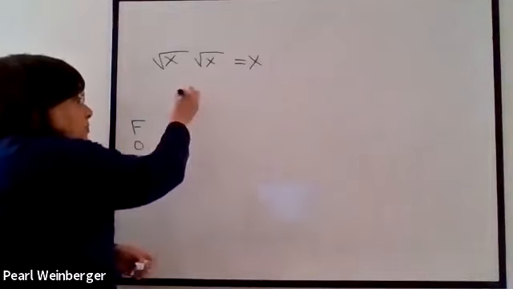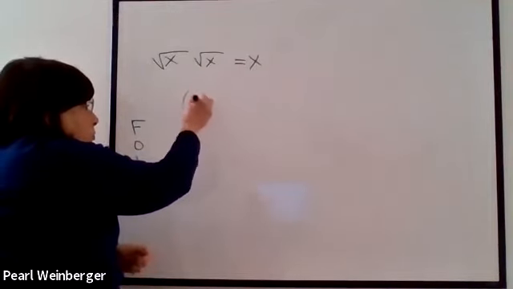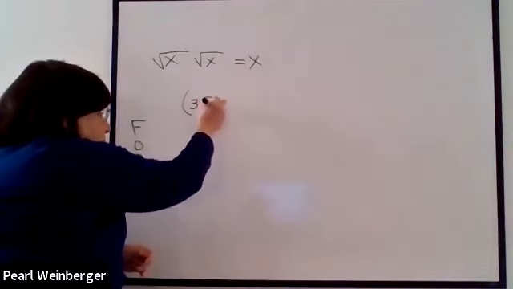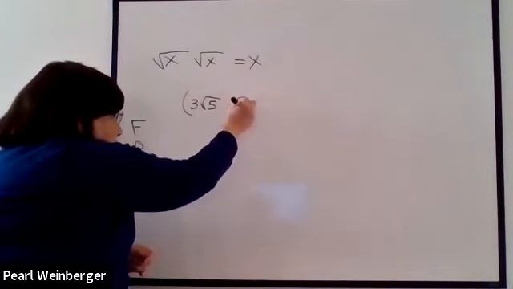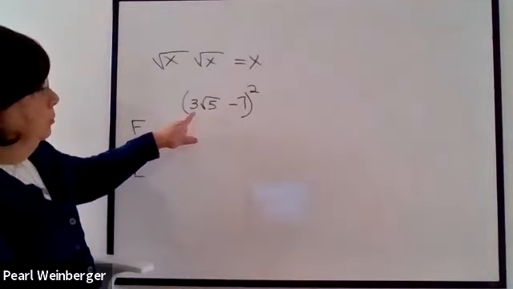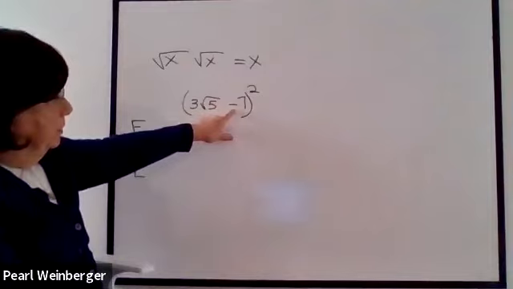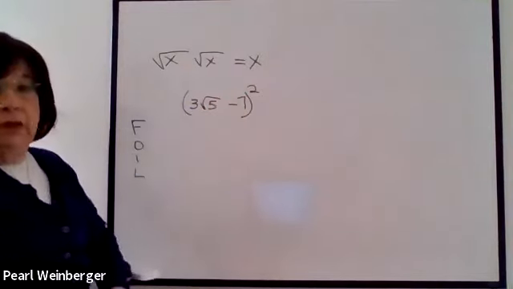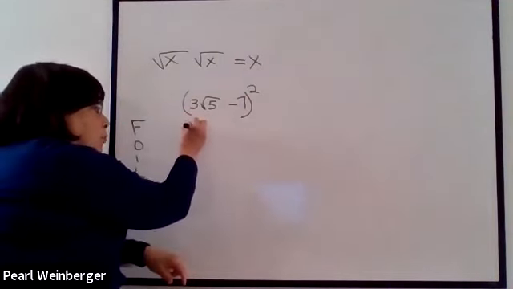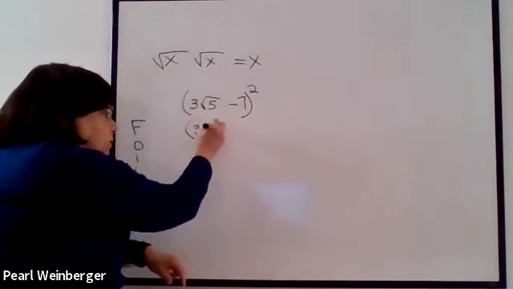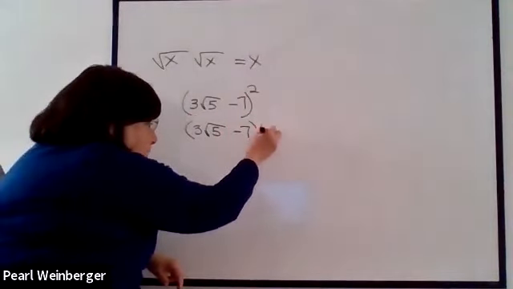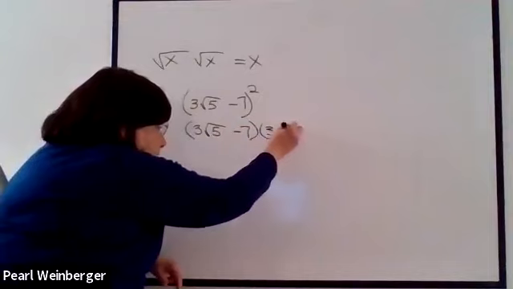Okay, what if I gave you this? I want you to do 3 radical 5 minus 7 squared. I want you to take the binomial 3 radical 5 minus 7 and square it, which means multiply it by itself. I'll start you off on that. You have to rewrite this as 3 radical 5 minus 7 times 3 radical 5 minus 7.